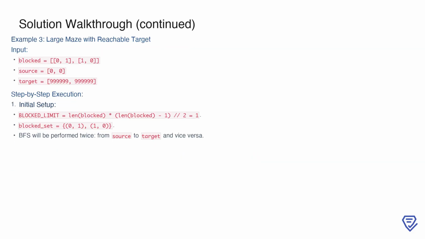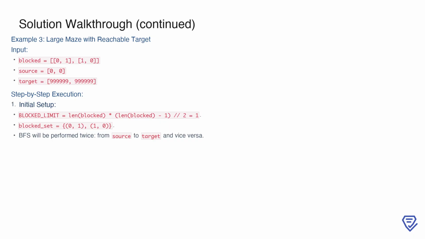Let's examine a larger maze where the target is reachable. The input specifies two blocked cells, 0, 1, and 1, 0. The source is at 0, 0, and the target is at 999,999. First, the blocked_limit is calculated as 1, which is based on the number of blocked cells and their potential to enclose an area.